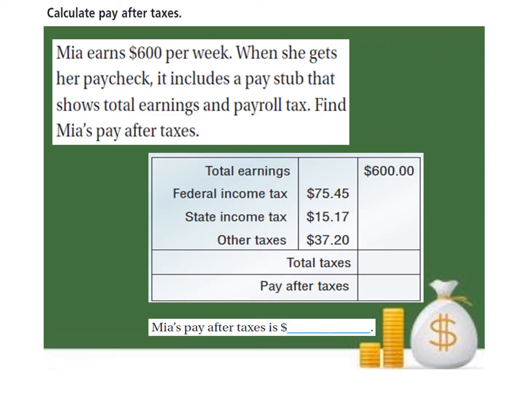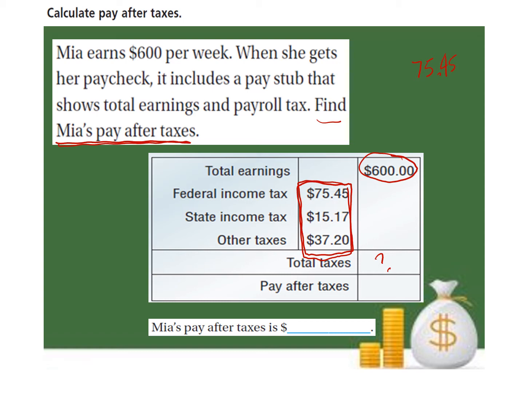So let's look at that for a second. Mia earns $600 per week. When she gets her paycheck, it includes a pay stub that shows total earnings and payroll tax. My question, or what we need to do, is find Mia's pay after taxes. What is Mia's pay after taxes? Well, she starts with $600, but then she pays all of these things in taxes. So I don't know how much is left after all that. Well, as we've learned, the first thing we should do is find out the total of taxes that she pays.